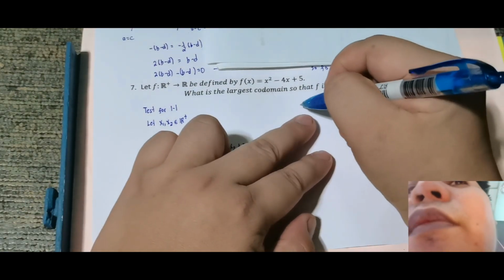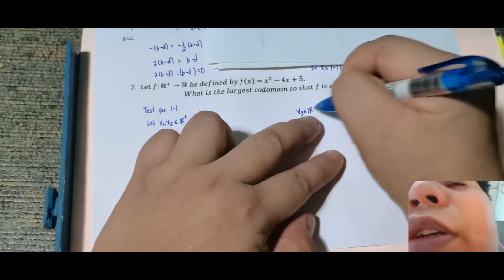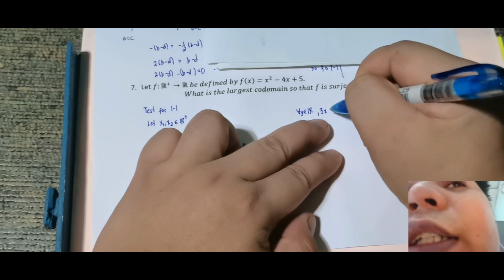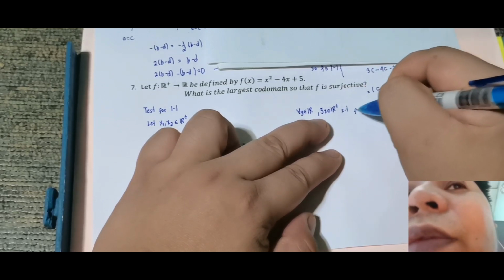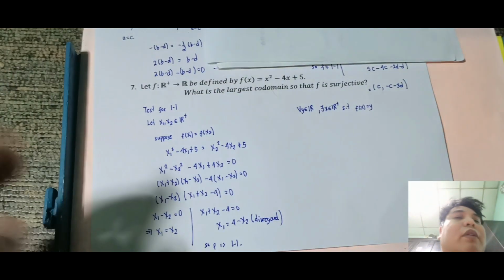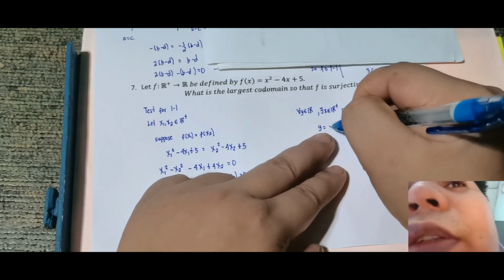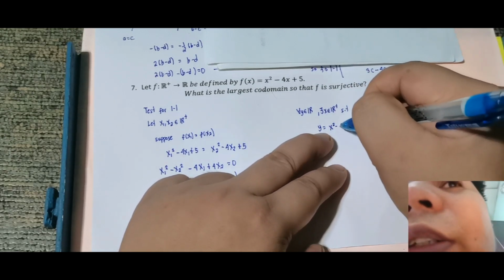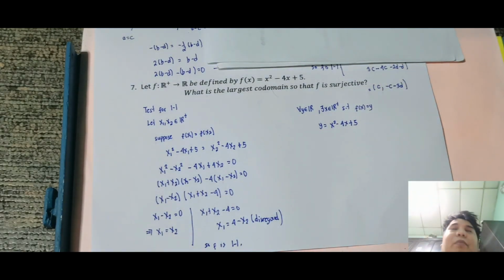So sa onto, for all y, element ng real number, there exists x element ng R plus such that f of x is equal to y. Okay, consider that si y is equal to x squared minus 4x plus 5. Okay, so ito yung medyo problema, no? So sir, ang problema namin, paano namin ma-extract yan na x lang yung matitira sa kabilang side?